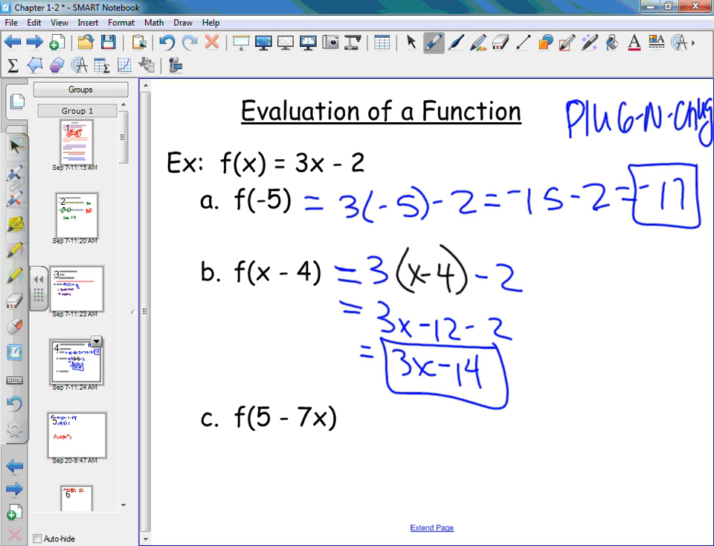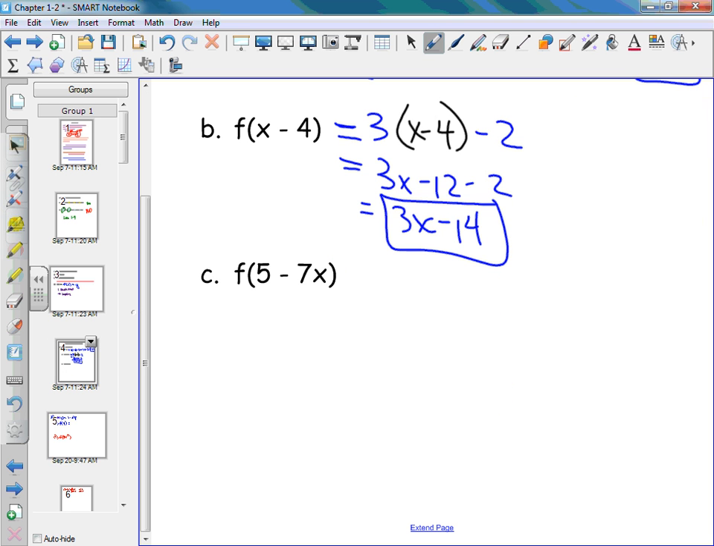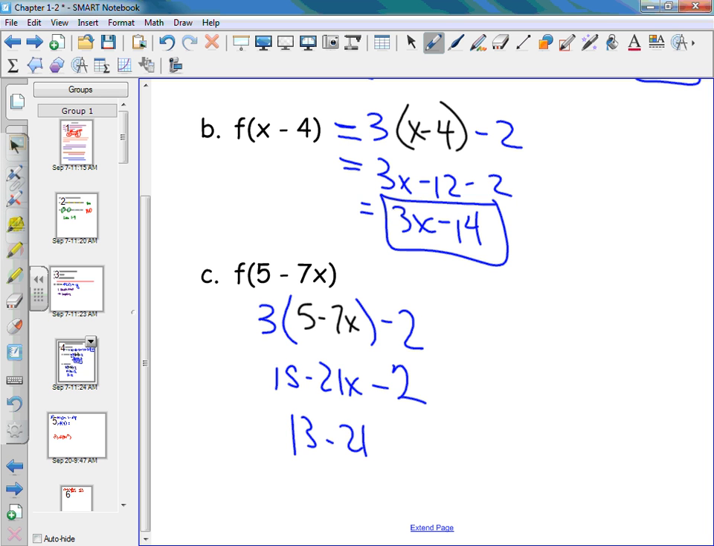C. 5 minus 7x, what do I do? Plug and chug. What am I plugging in? I replace x, I plugged in the 5 minus 7x. Distribute. 15 minus 21x minus 2 to give me 13 minus 21x. Ain't that blissful? Yes?